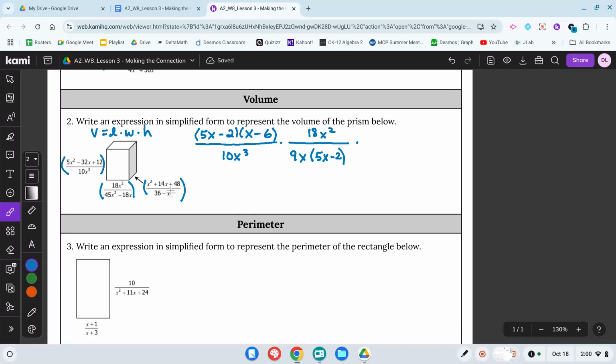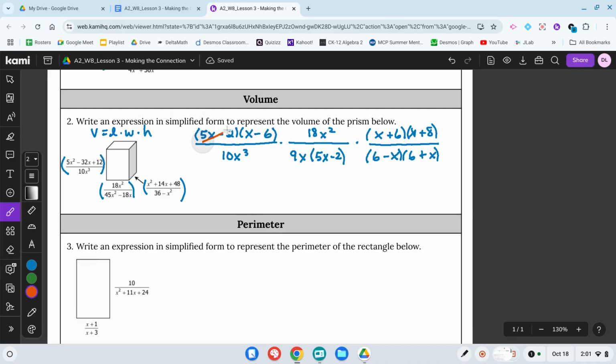And for the last one, I'm looking for two factors of 48 that add up to 14. So that's going to be x plus 6 and x plus 8. And then in the denominator, this is a difference of squares. So we're going to say 6 minus x and 6 plus x. Okay, and we're ready to look for common factors that we can cancel.